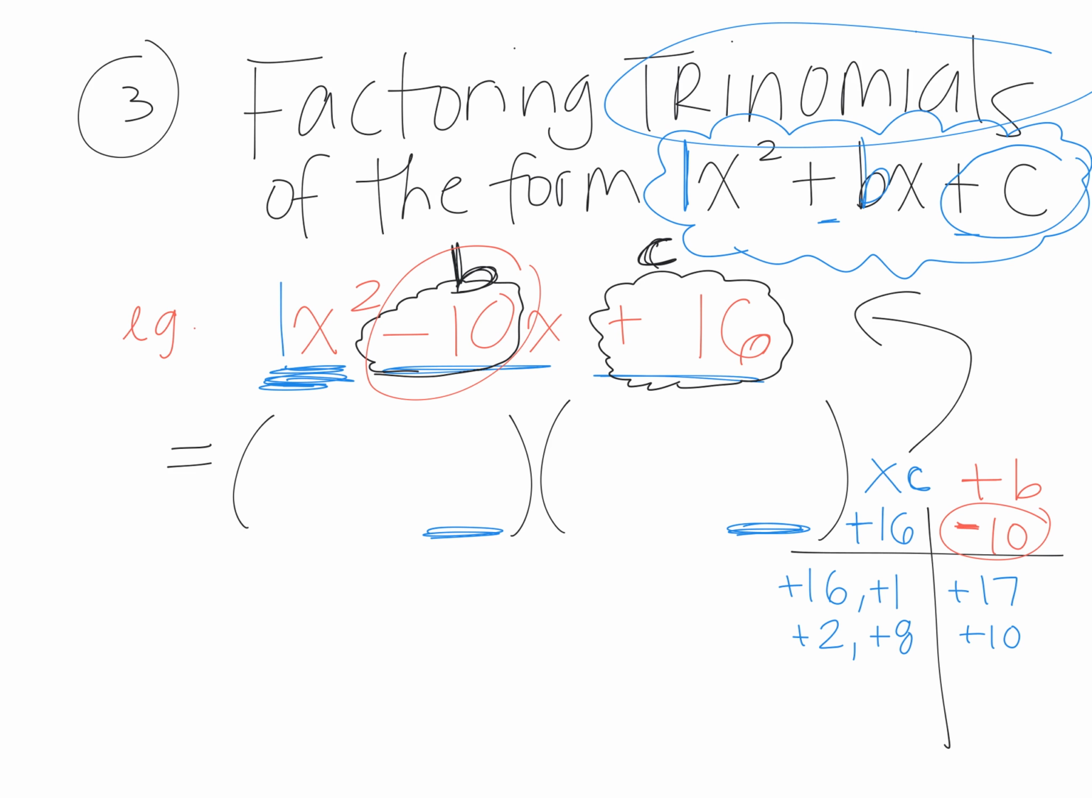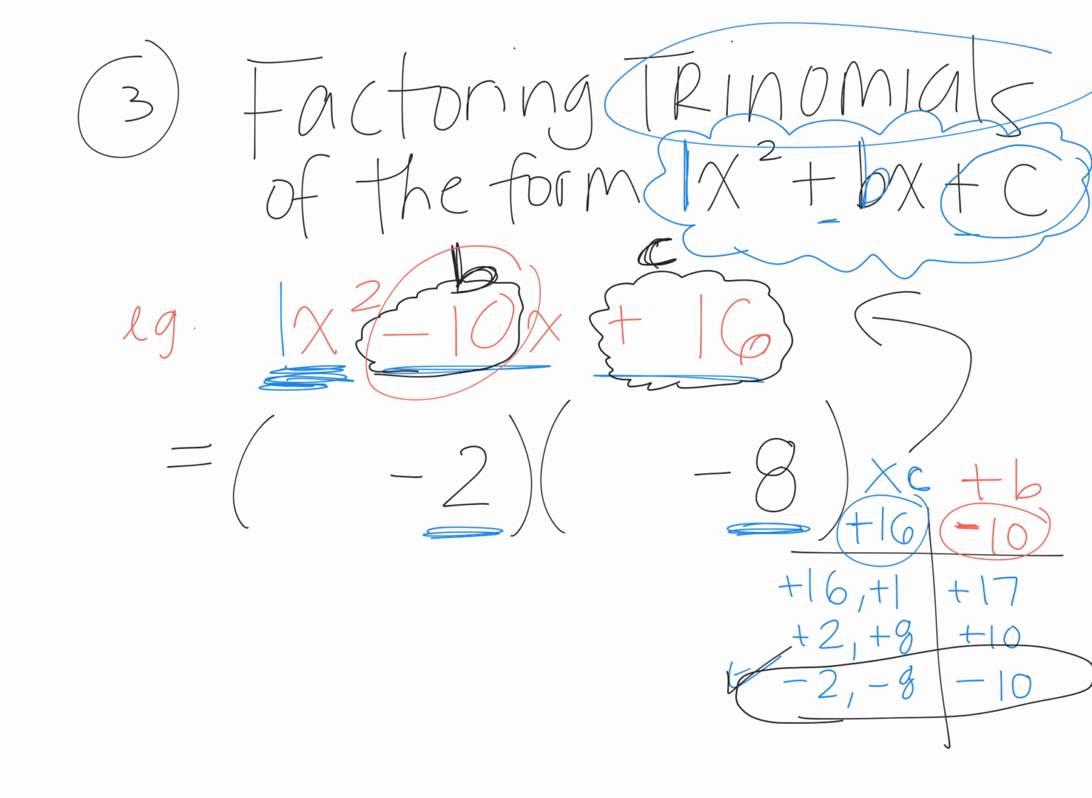We know that a positive times a positive is a positive, but if we take a negative 2 times negative 8, do I still get positive 16? Yes. 2 times 8 is 16, and a negative times a negative is a positive, right? What is negative 2 plus negative 8? Negative 10. Does that work? Yes. So the two numbers that multiply together to give us positive 16 are negative 2 and negative 8. We're trying to work backwards.